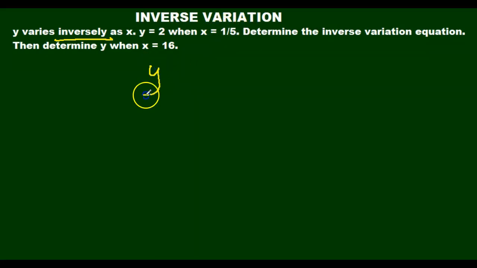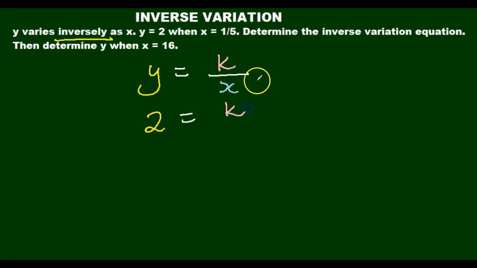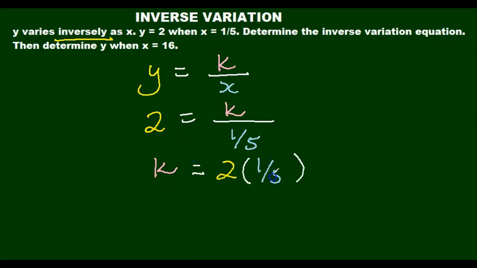So we're going to say that y equals k over x just like before. Plug in our known variables. y is 2. We don't know what k is, but we're given x is 1 over 5. So we want to solve for k, so we have to get rid of the 1 over 5 by multiplying both sides by 1 over 5. Don't freeze with the fractions. It's the same method. So we have k equals 2 times 1 over 5, which gives me 2 over 5, or 0.4 if you prefer to work in decimals.